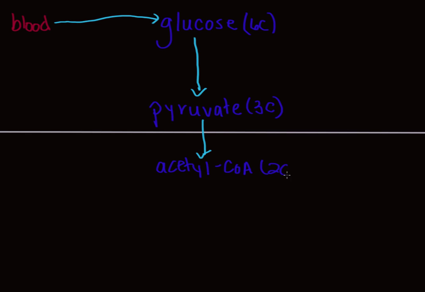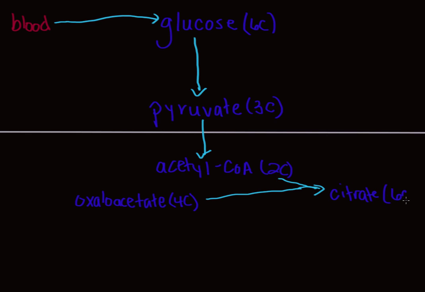Acetyl-CoA is only 2 carbons, so if you're wondering where that carbon goes, it gets released as carbon dioxide, and that step also generates a little bit of energy. Acetyl-CoA is now ready to enter into the citric acid cycle. It does this by combining with a 4-carbon compound, oxaloacetate, to form a 6-carbon compound called citrate.